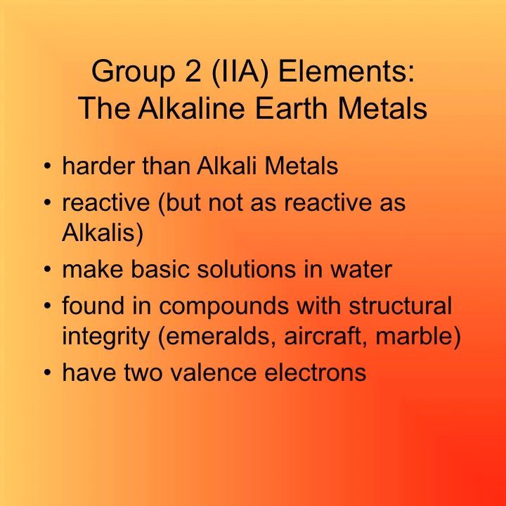They are generally found in compounds that have structural integrity or a lot of oomph to them. Emeralds, which are obviously pretty hard gemstones, have beryllium in them. A lot of aircraft skins are made with magnesium. Marble has calcium in it. Bones have calcium. They do have 2 valence electrons, and that means they would tend to like to get rid of 2 valence electrons to end up being like the noble gas that precedes them.